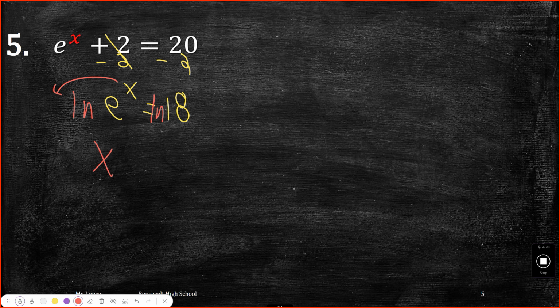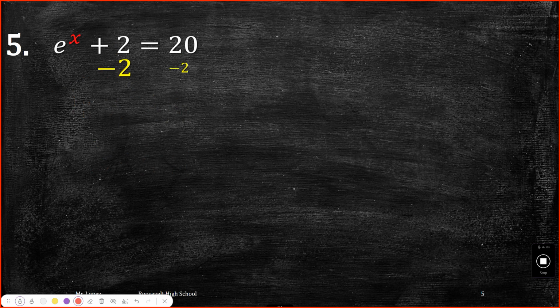So ln and e cancel each other out, and this one comes to the front. So then it equals ln 18, and that should be the answer. ln 18 is the answer. Put that in a calculator: ln of 18. It's about 2.89. Sometimes doing it this way makes more sense for some problems.